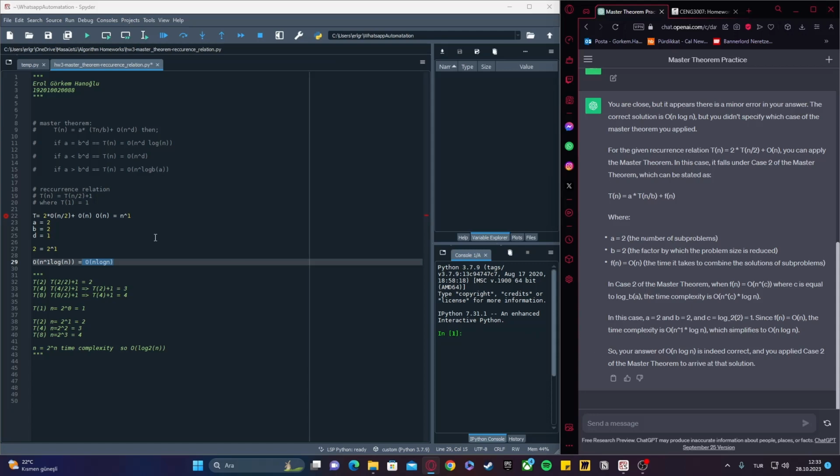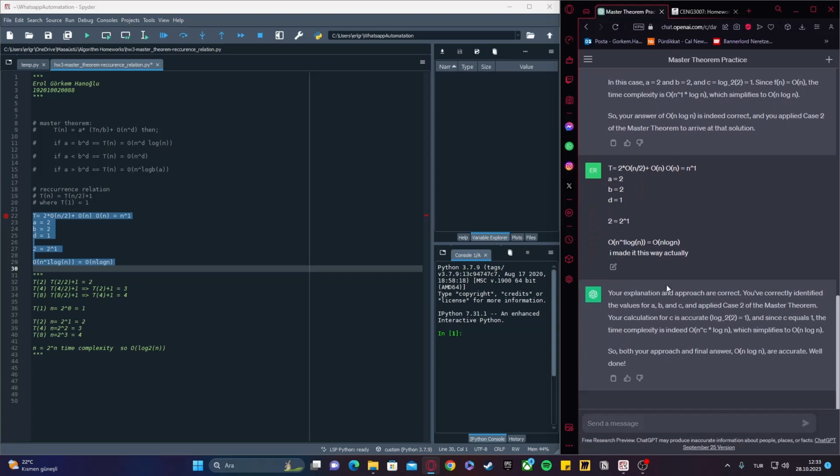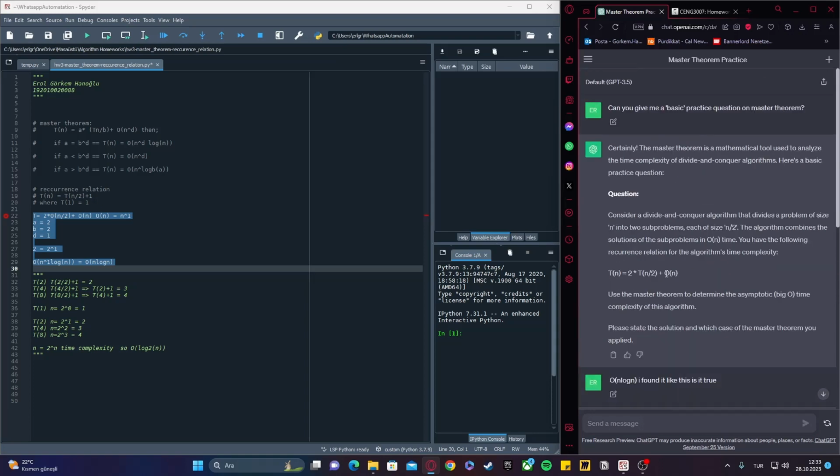And yeah, let's put it, I make it this way. And the approach is correct. You correctly identified the values for a, b, and d, and applied case 2 of the theorem. Your calculation log base 2 of 2 equals 1. Since d equals 1, the time complexity is indeed O(n^d log n), which simplifies to O(n log n). So both approach and final answer are accurate. Well done.